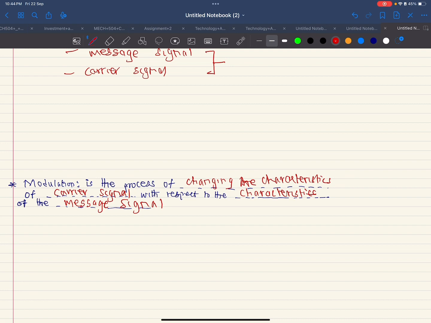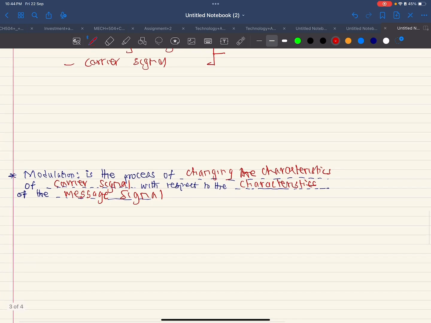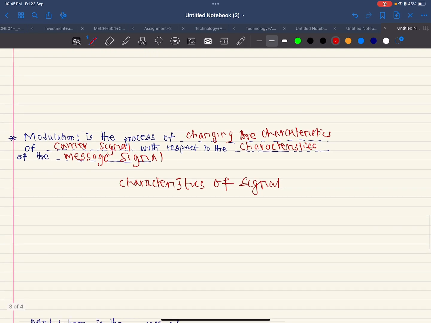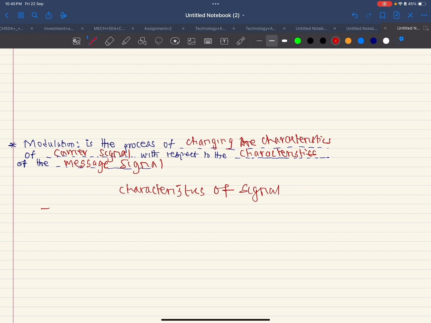This also brings into light what is the characteristics of a signal. In communication systems, we have about 3 characteristics of a signal. The first one that I would like to touch on is the phase, the frequency, and the amplitude. So these are the 3 main characteristics of a signal in communication system.